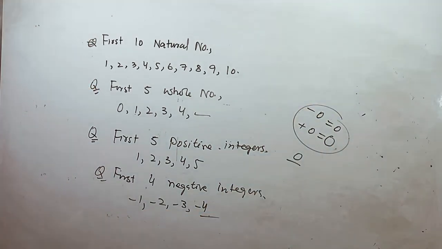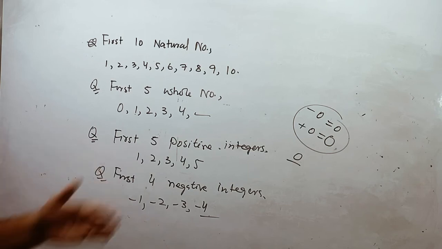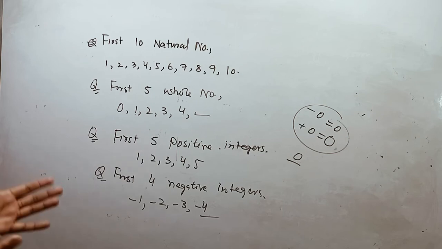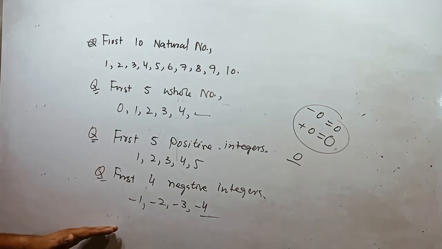This was about the natural number, whole number and integers. I hope that you have understood the basic concept behind this group of numbers. We have other groups of numbers, like rational numbers, irrational numbers, real numbers, then imaginary numbers. Those things we will not discuss here. Here we will discuss till integers.